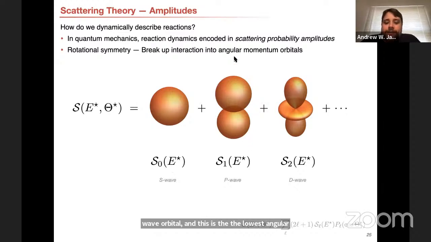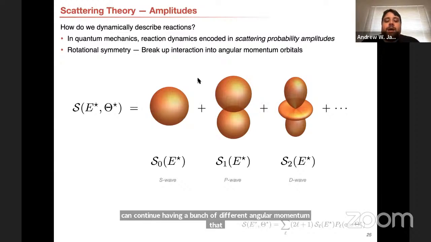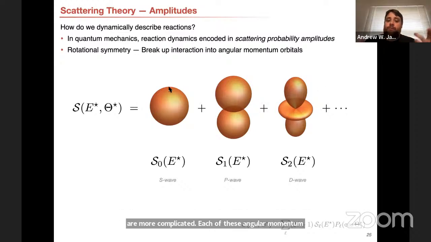The next highest up is the P wave orbital, which hopefully sounds familiar from chemistry when you talk about these different orbitals. It's the same idea. You have some angular momentum in the system, you can break it up into these orbitals, and you can continue having a bunch of different angular momenta that are more complicated. Each of these angular momentum configurations, which is associated with the angular distribution of the two particles, has a weight function, which are generally, just for your information, called partial wave amplitudes.